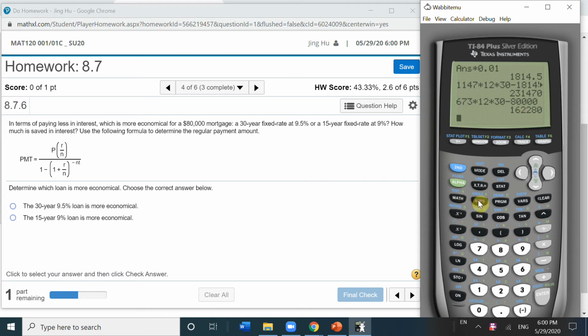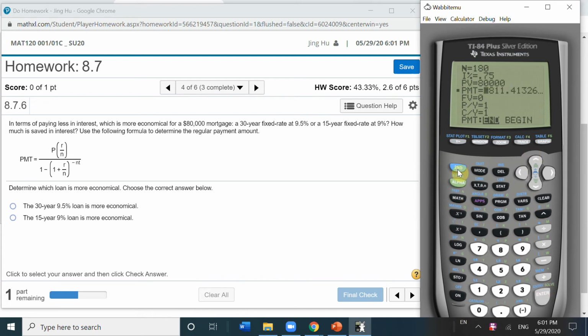Now let's go back, APPS, Finance, TVM Solver, and the 15 years, so monthly, so it is 15 times 12, and the percent is 9 divided by 12, and PV is the same. Now we go to payment, PMT, reset the 0, move this arrow to the left, cover the 0, alpha, enter.